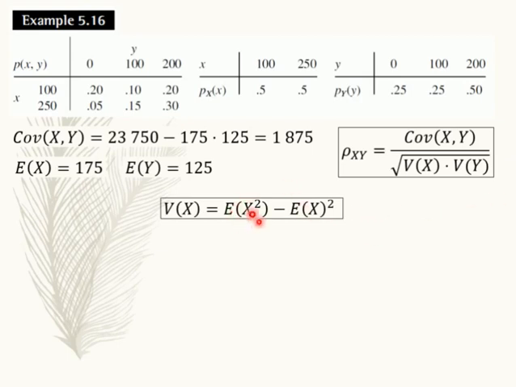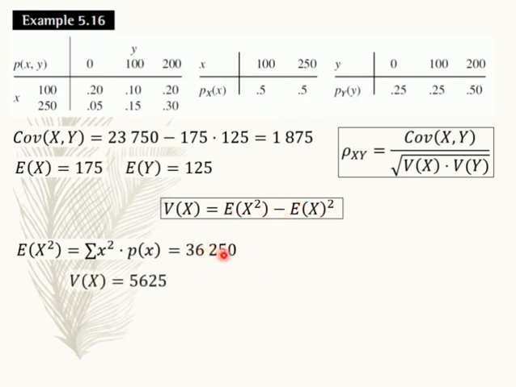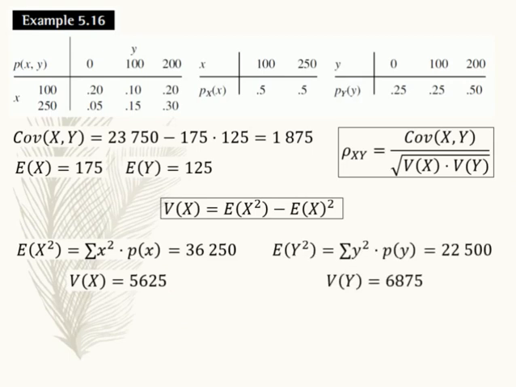If you start off with the expected value of x squared, because we already have this part from there, you just use the definition, which is the sum of x squared times p(x). So you focus on the univariate distribution now. If you work out everything, that is 100 squared times 0.5 plus 250 squared times 0.5. This is the answer that you should get, so you can verify that. Ultimately, if you plug it into that formula, you'll get 36250 minus 175 squared, which should give you 5,625. Follow the same procedure to get the variance of y.